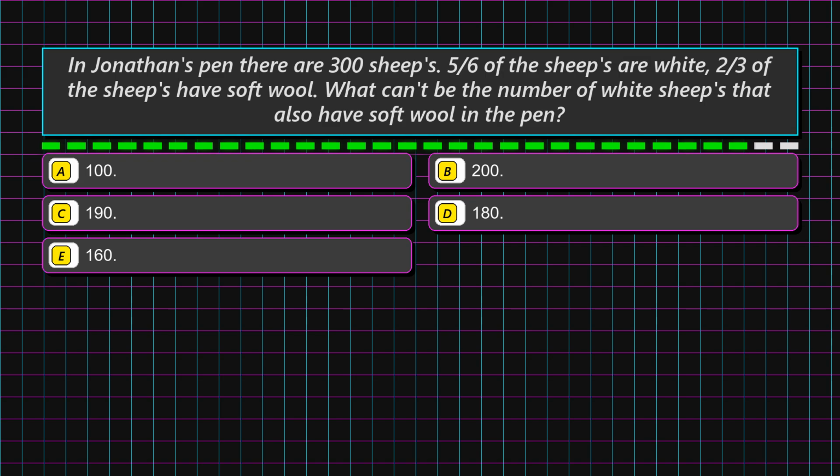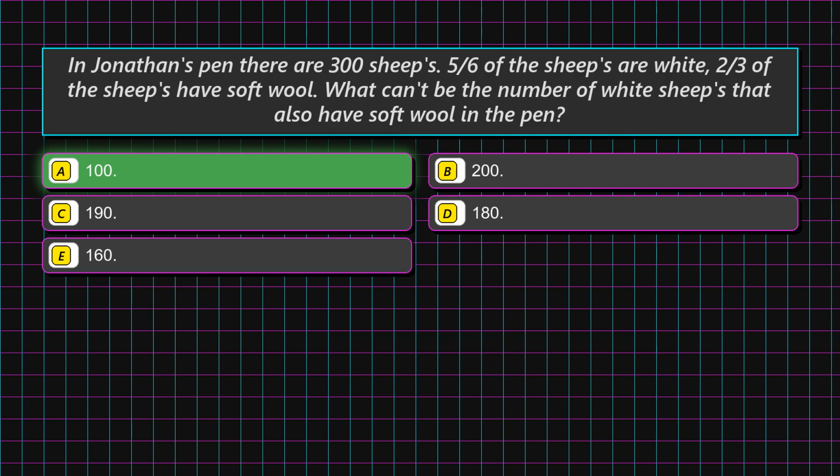Question 2. In Jonathan's pen there are 300 sheeps. 5/6 of the sheeps are white, 2/3 of the sheeps have soft wool. What can't be the number of white sheeps that also have soft wool in the pen? Option A, 100. Option B, 200. Option C, 190. Option D, 180. Option E, 160.